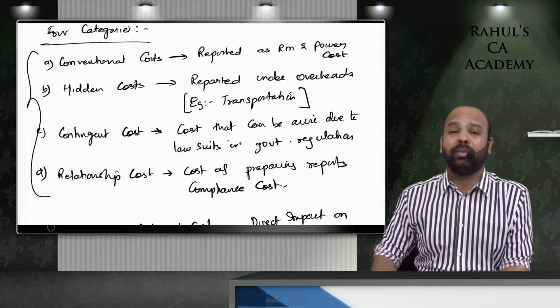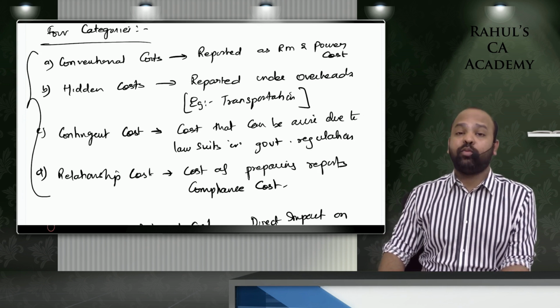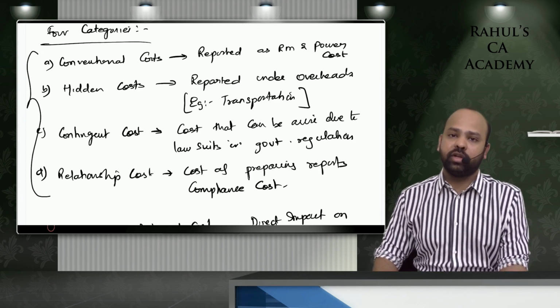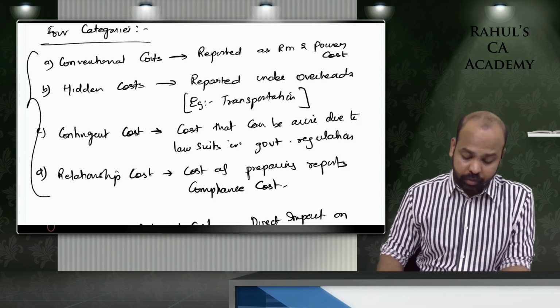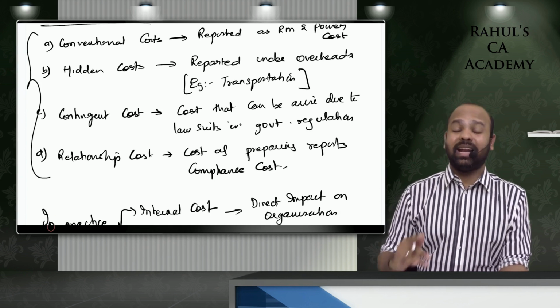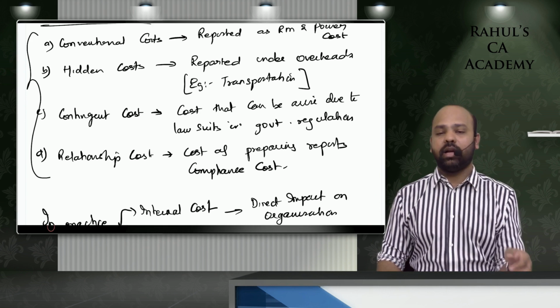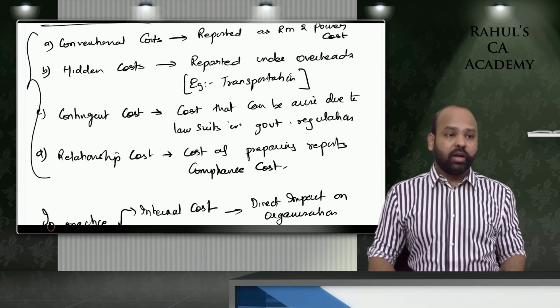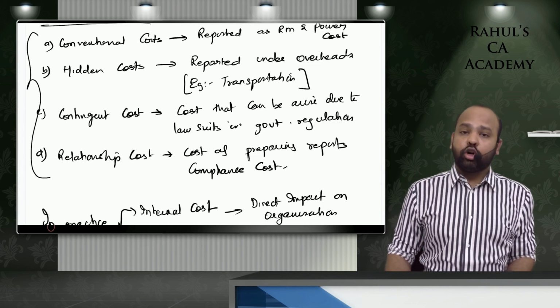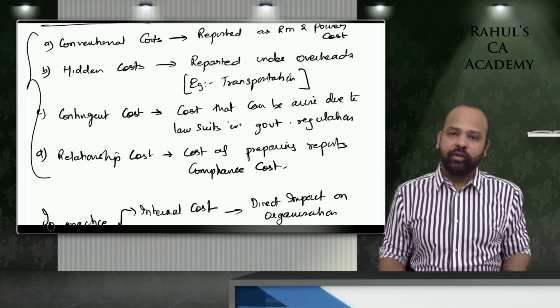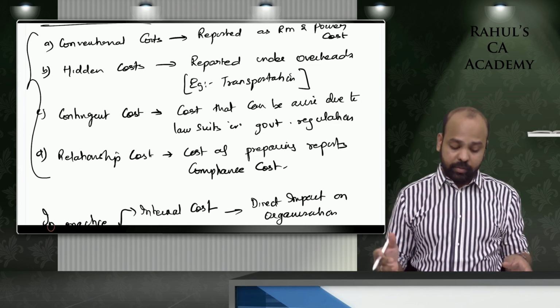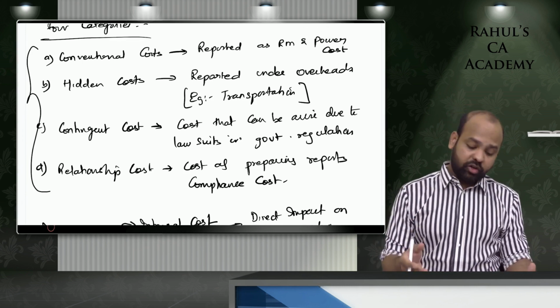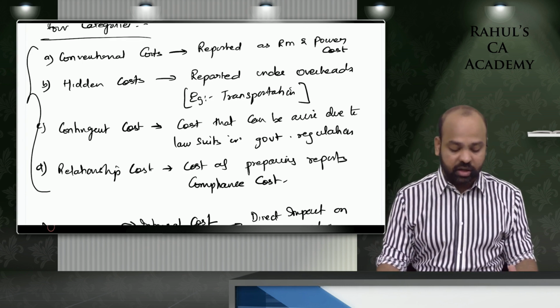They're not reported as raw material and overhead cost. When you're transporting your product from one location to another, it also has an environmental impact. Contingent cost, beta, is the cost that can arise at a later date due to lawsuits or government regulations. Relationship cost is the cost of preparing reports and complying with the regulations. So you have conventional cost, hidden cost, contingent cost, and relationship cost.